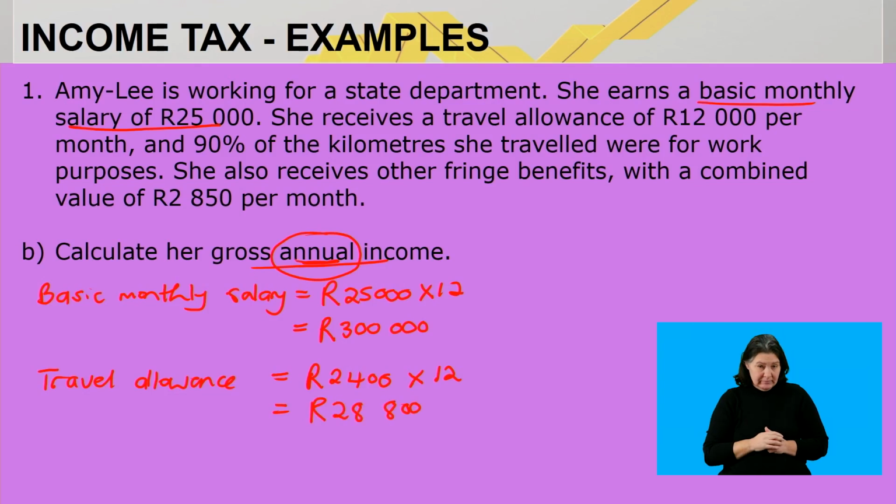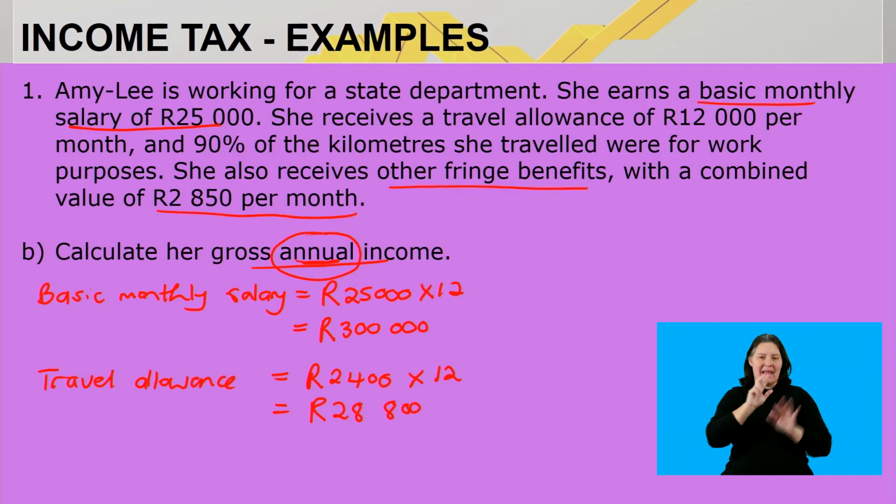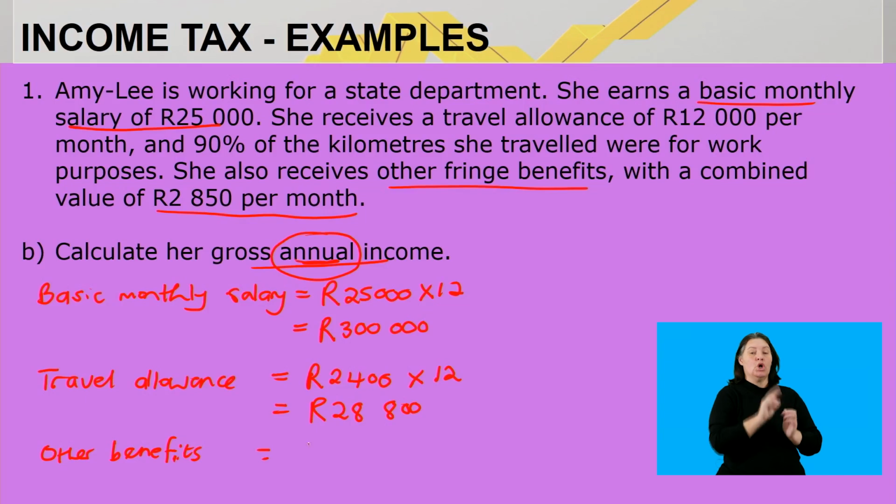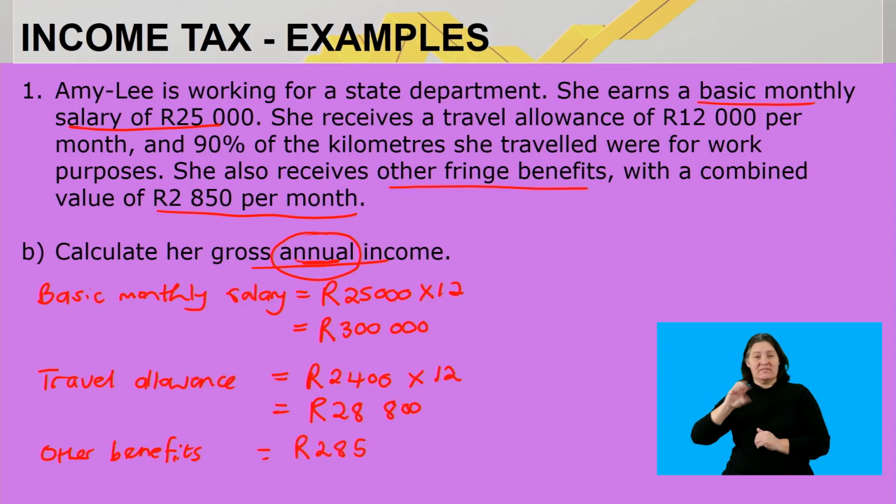28,800 Rand. Then lastly, we have other fringe benefits with a combined value of 2,850 Rand per month. Okay, so therefore I'll write other benefits. So other benefits here will be the 2,850 Rand multiplied by 12. Okay, so let's do that. 2,850 multiplied by 12. So that will give us 34,200 Rand. Okay, now let's add all these income together.